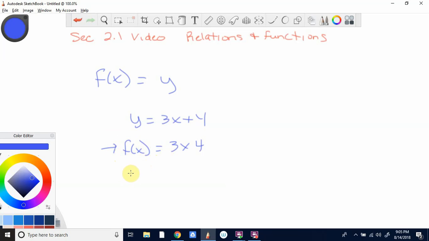So if I want to put a value in there, f of 3, to find out what y is, we're saying, what is y when x is equal to 3? So we're going to substitute x with 3. So then we have 9 plus 4. In this example, it's going to be 12.